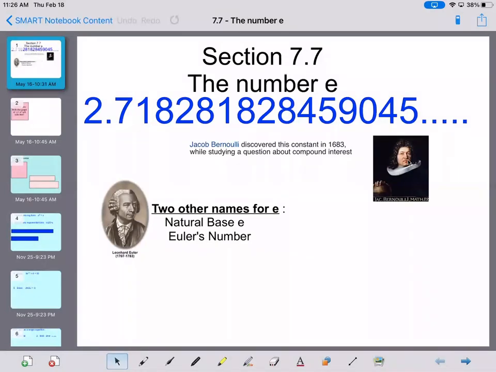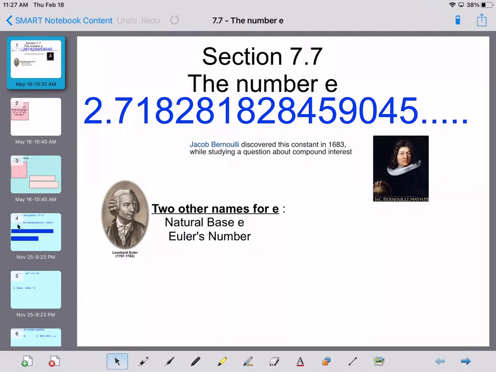Discovered by Jacob in 1683 when he was studying compound interest, but it's named after Euler. I don't know if they were best buddies or what. I don't think so, because there is a pretty big age difference there, but you never know. I never really looked into the story, but it's named after Euler. So it's called either natural base e or Euler's number. He's also a handsome dude.